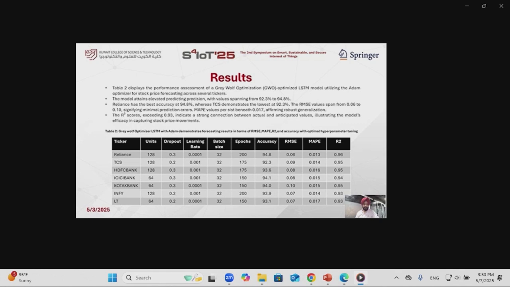These are the results because we performed this framework on around 7 tickers, the blue chip stocks of BSE. And these are the results where the Grey Wolf optimizer predicted the price for Reliance with 128 LSTM units, dropout of 0.3, and learning rate of 0.001. And we got the maximum R2 of 0.96 in the case of Reliance. In the same way for TCS, we got 0.95, HDFC 0.95, and last we have L&T at 0.93.